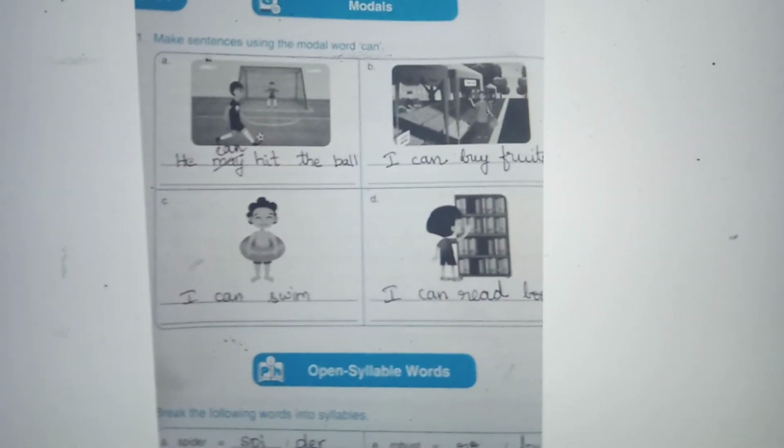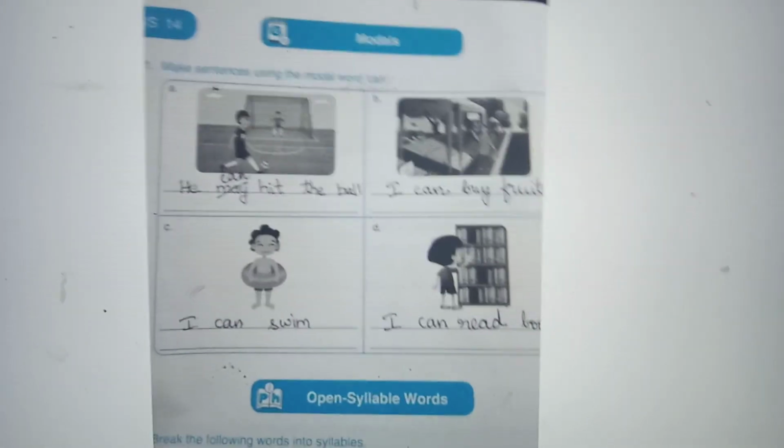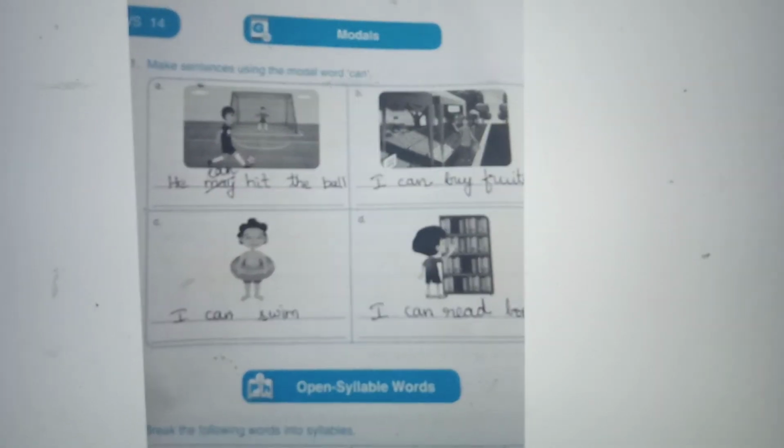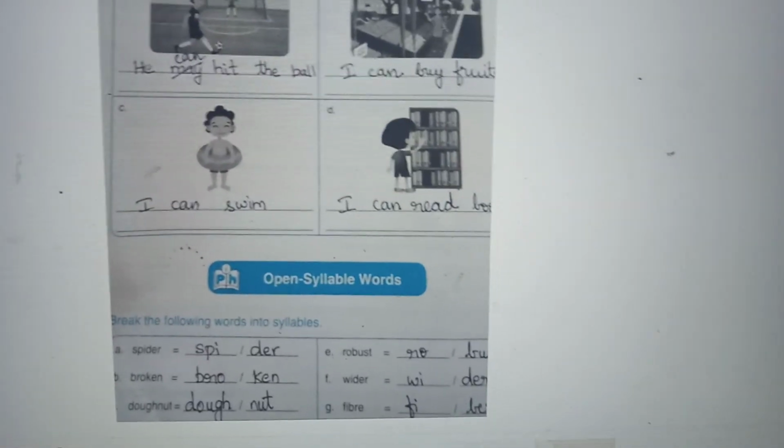He can hit the ball. I can buy fruits. Any sentence you can write. Even you can change the sentence, but you should use can. The word can should be there. That's all. Okay. Seeing the picture, you can change it. And this open syllable I already told you.